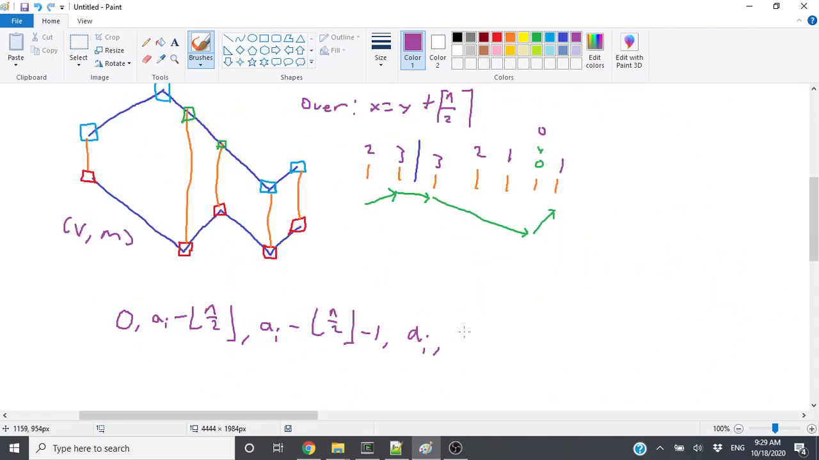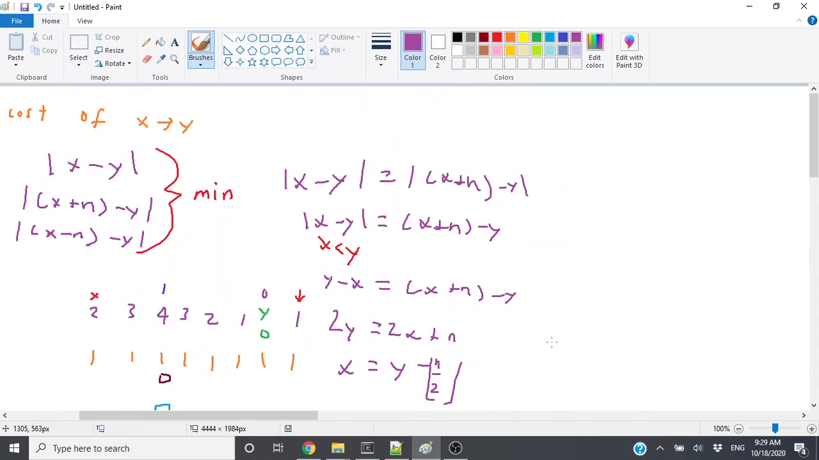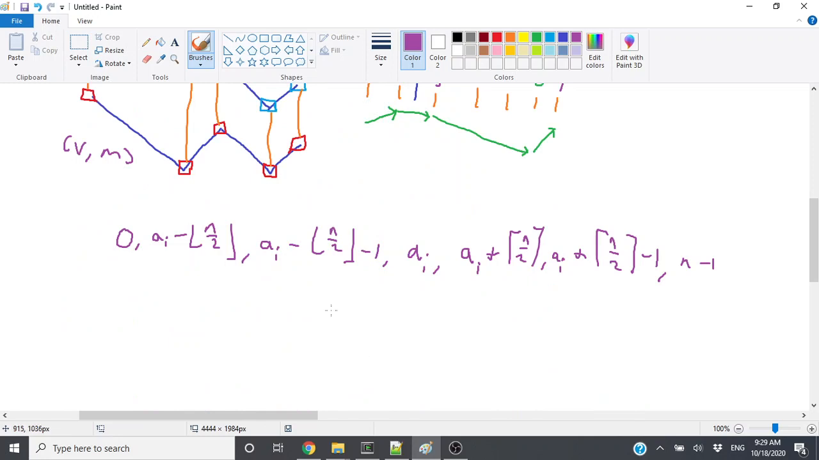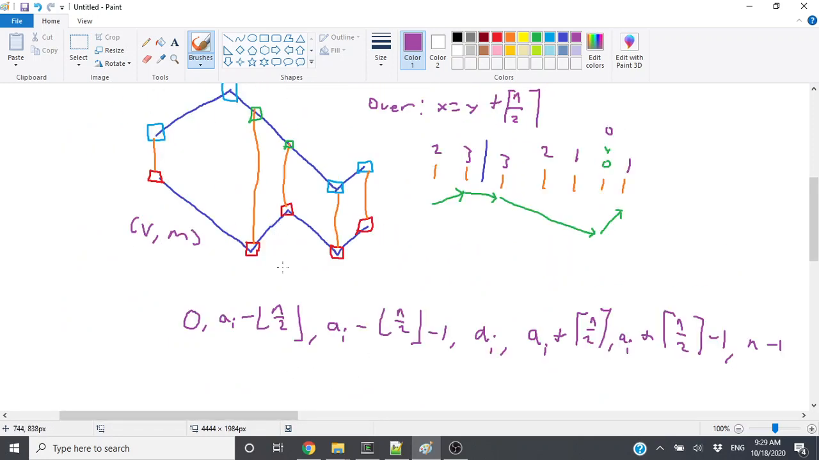And then we also need the other one, ai plus the ceiling of n over 2, and ai plus the ceiling of n over 2 minus 1, that's the other side. And then we can have n minus 1 too, because it's just the endpoint. So we consider the starting point, the point where this becomes interesting, the point after it, and the point where this becomes interesting. These are the points on the left, this is the value itself, these are the points on the right, and this is the right endpoint.